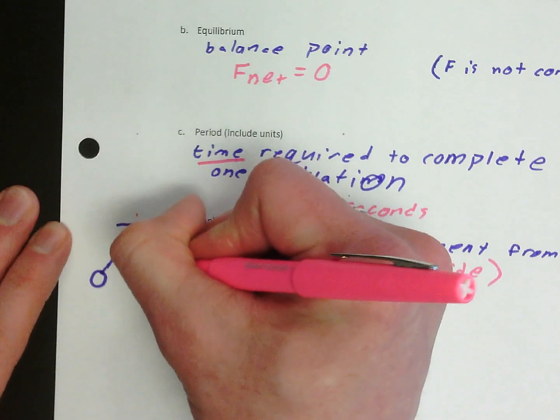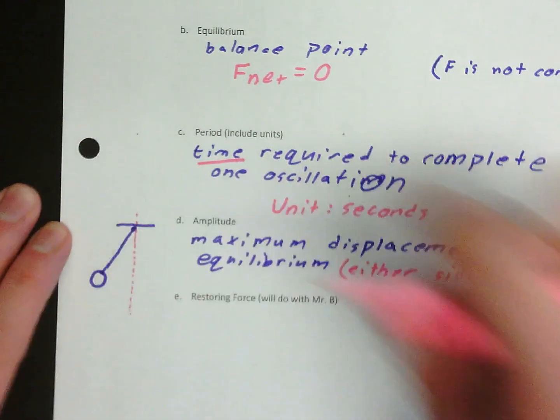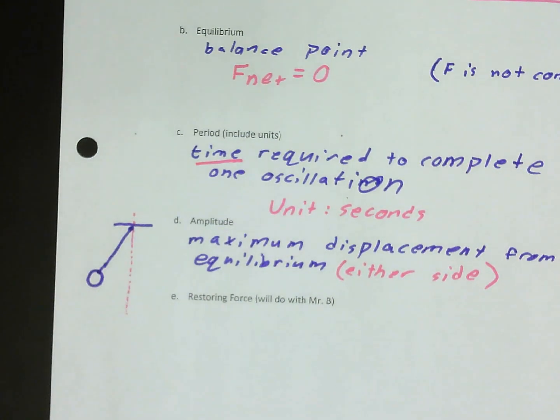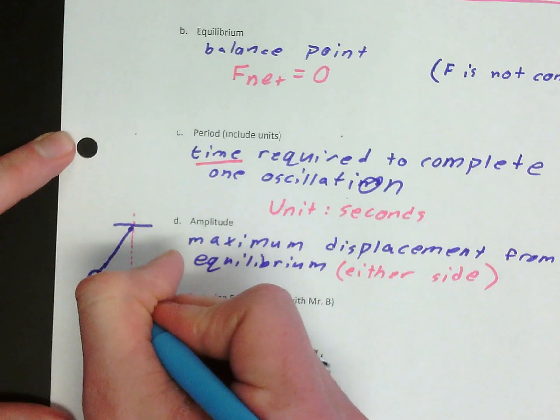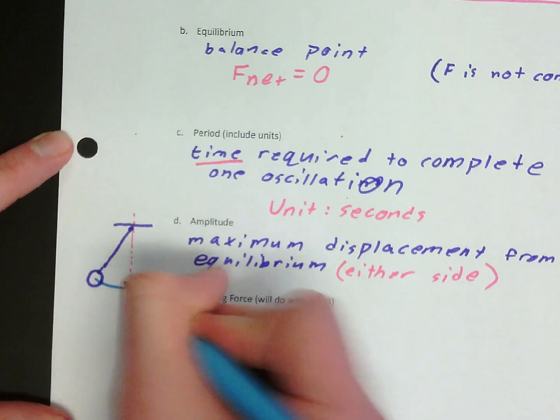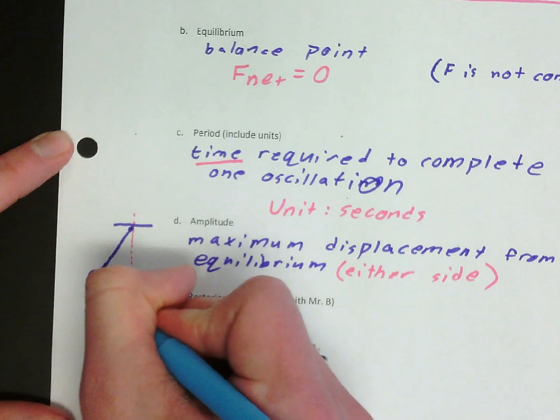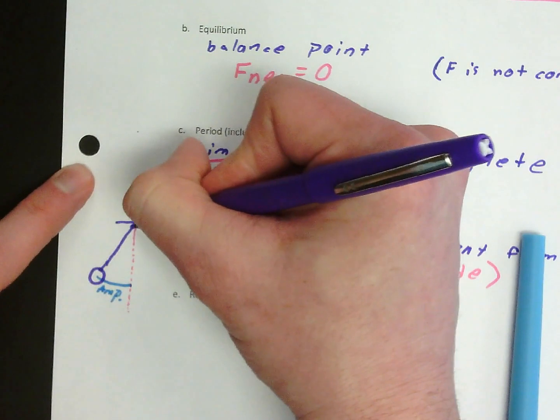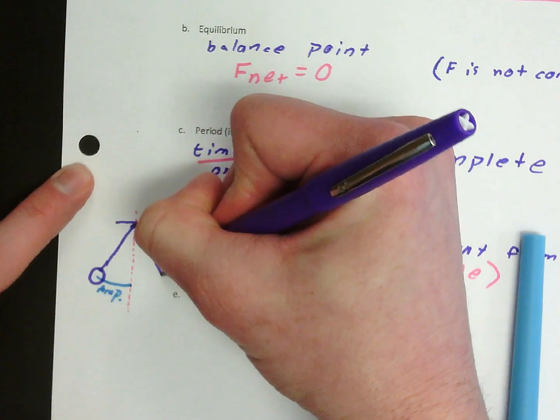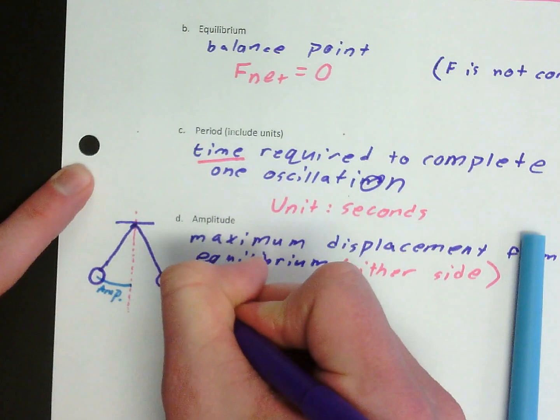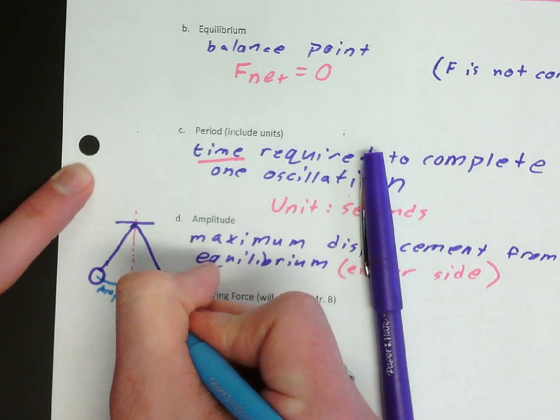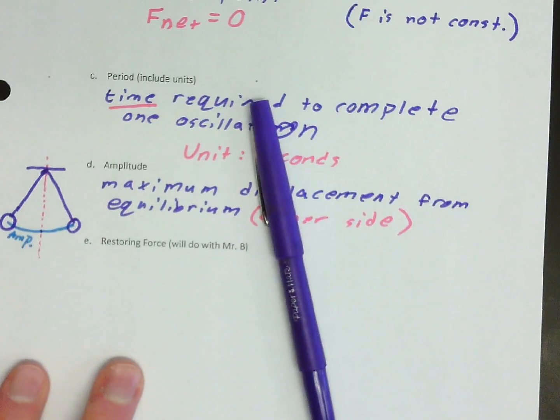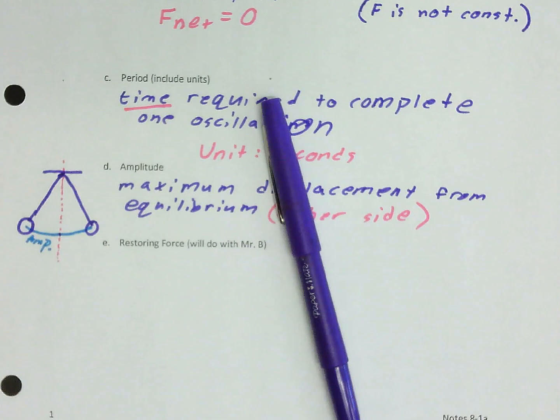So the balance point where the net force is 0 is straight down on a pendulum, okay? Amplitude would be this distance. Amplitude would be how far it is from equilibrium to where you pulled it. And it would be the same on the other side. So it's not just one side of the motion, it's both sides of the motion. And they should be the same value. So the amplitude from one side to the other should be the same, no matter which side you're looking at.